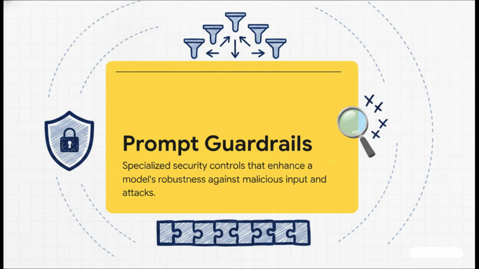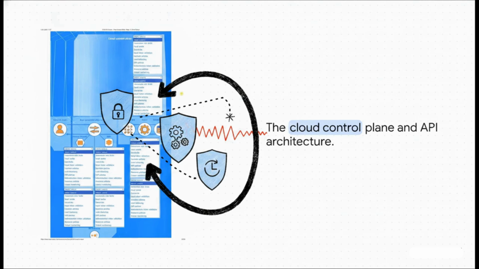This is your frontline defense. These are specialized security controls you put in place that toughen up your model against malicious inputs, unauthorized use, and those sneaky jailbreak attempts. Think of them as a highly intelligent bouncer. They analyze the intent and structure of a prompt and bounce it out before the model can even process the manipulation. It's actually pretty fascinating to see where these controls live in the wild.